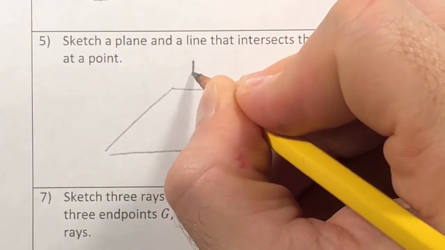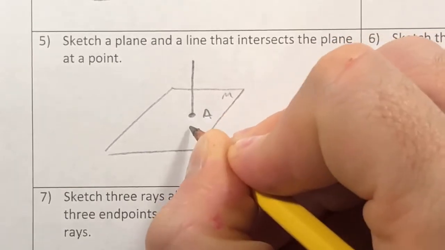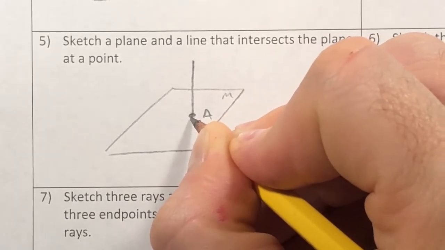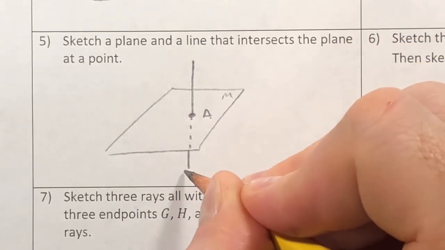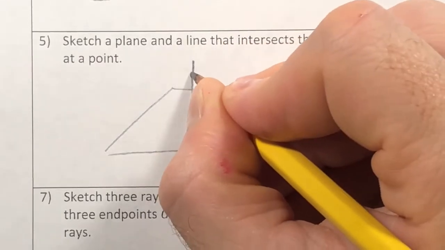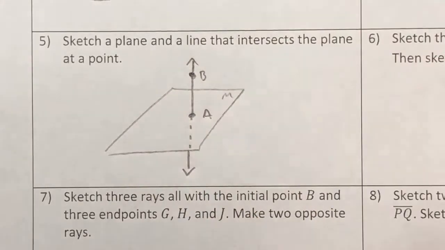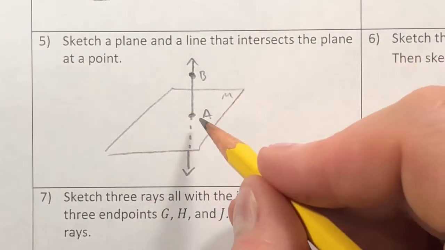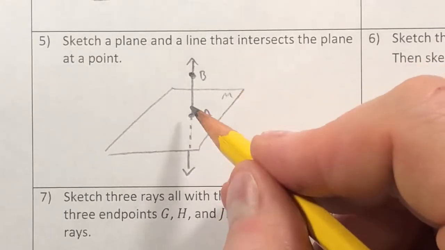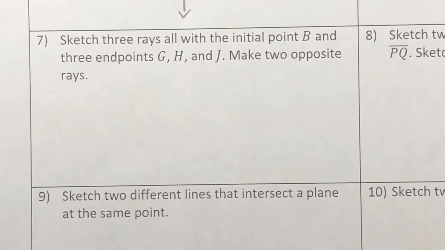Well, let's call this point A. And if it pierces it, it's going to come out the back. But down here, we'll be able to see it again. So if that's A, and this is B, I know that line goes right through my paper. Now yours might not look exactly like that, but you should have something that indicates a dotted line where my line pierces it. Why don't you try number 7?